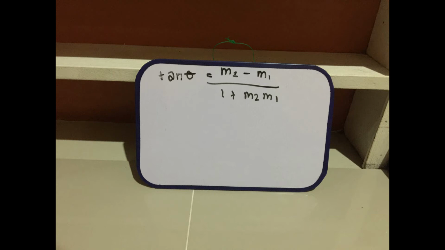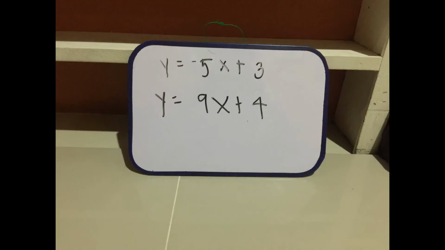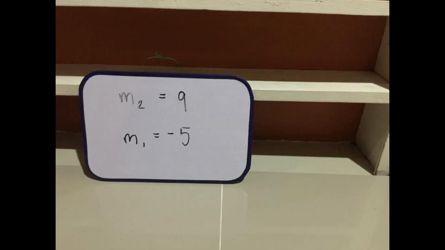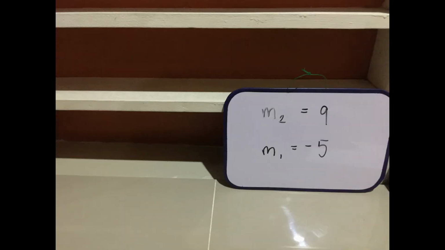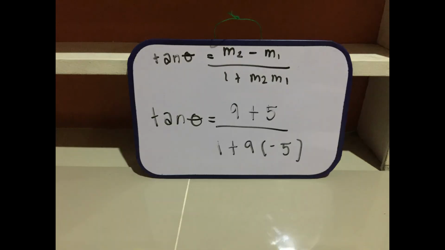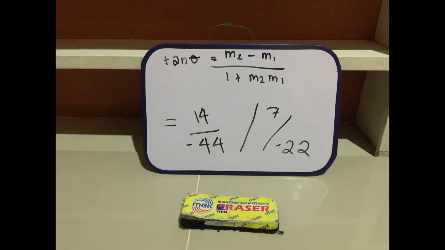For example, you are given a line y equals negative 5x plus 3 and y equals 9x plus 3. Your two m's should be 9 and negative 5. 9 is bigger than negative 5, so 9 should be your m sub 2. Now, let's try it on the formula. Tangent theta is equal to 9 minus negative 5, or simply plus 5. So, 9 plus 5 over 1 plus 9 multiplied by negative 5. You should get 14 over negative 44, which can be simplified into 7 over negative 22.